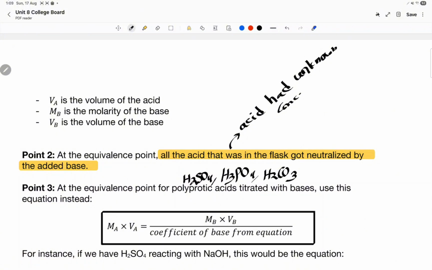MA times VA is equal to MBVB over the coefficient of the base from the equation. What would the coefficient of the base be? Most likely a 2. Because look, if I take a polyprotic acid like H2SO4 plus NaOH, what will I get? Na2SO4 with water. And if I were to now balance it, I'll put a 2 in here and also a 2 in here. So it's going to be most likely a 2.